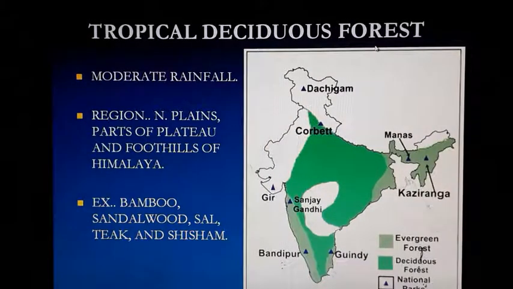Tropical deciduous forest, we are having moderate rainfall in such areas. Regions are northern plains, parts of plateau region, and foothills of the Himalaya. Okay, the main vegetation we find here are bamboo, sandalwood, sal, teak and sesame. Okay, this is Corbett National Park out here, and some different parks are given.